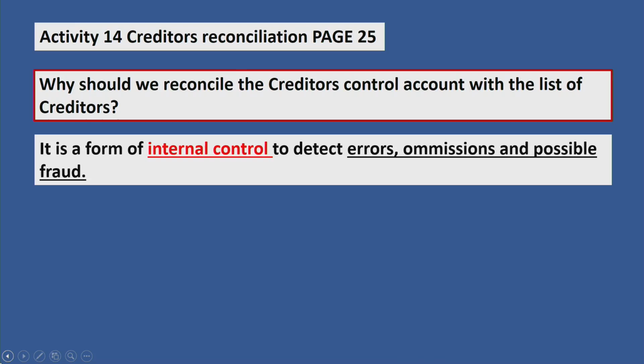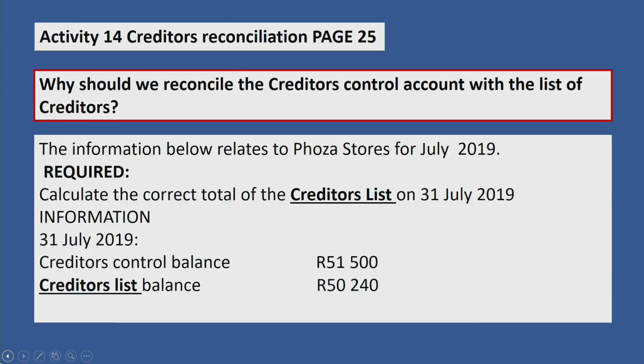Right, so errors, which would be human errors. Omissions, well, either date differences, so somebody left it out, or again, human error. But possible fraud is not human error, that is dishonest people who are trying to steal money through the creditors' system.